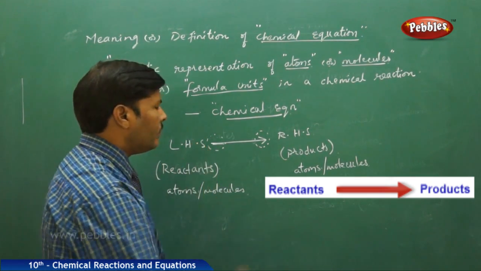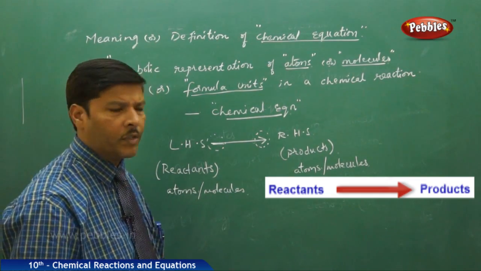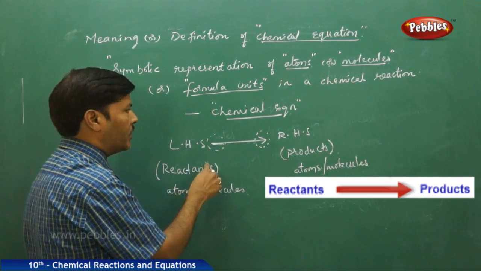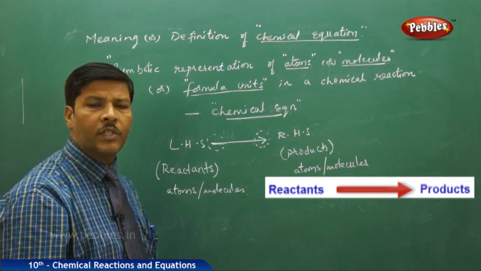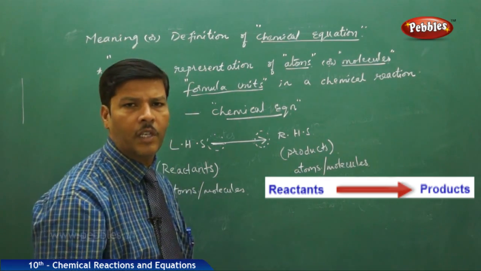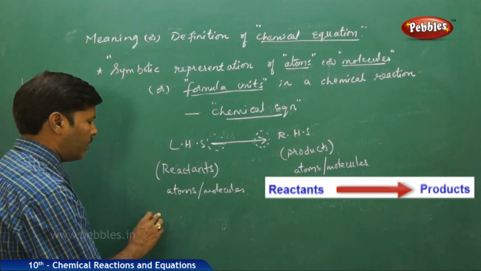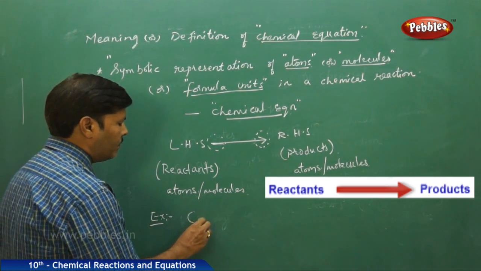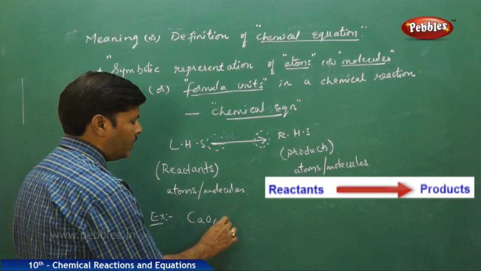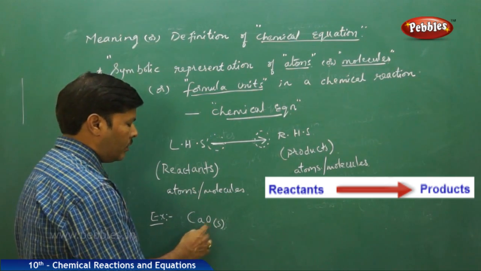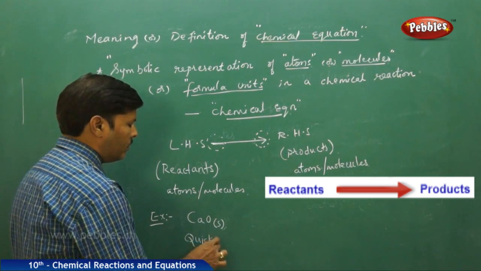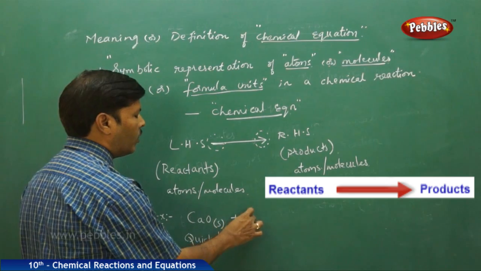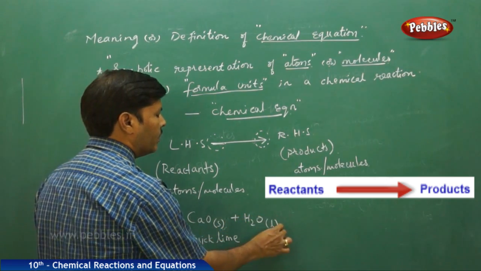So when you go for a chemical equation, what is the important information you can gather from it? A chemical equation can be represented in many ways. Let me give you one simple example. Take calcium oxide, which is a solid, also called quicklime. You dissolve this calcium oxide in water, which is liquid.